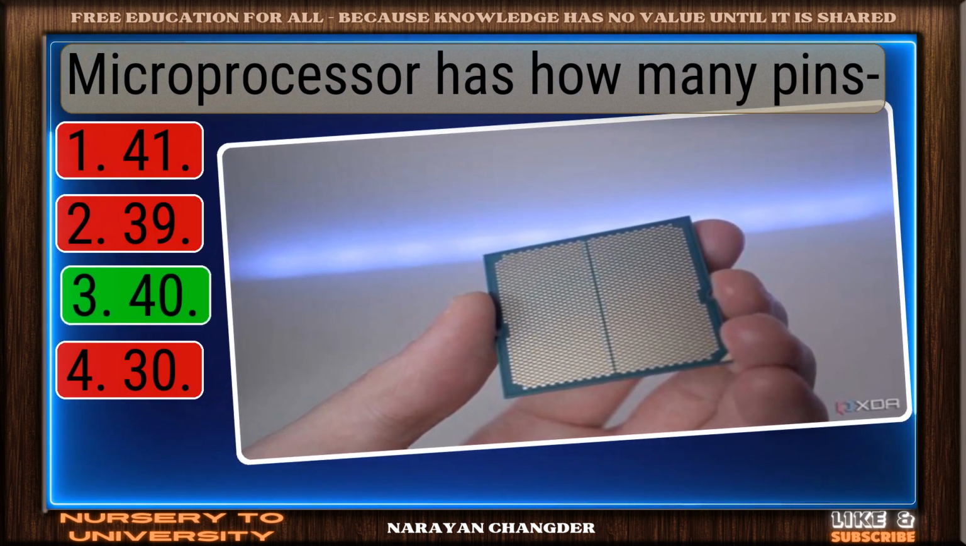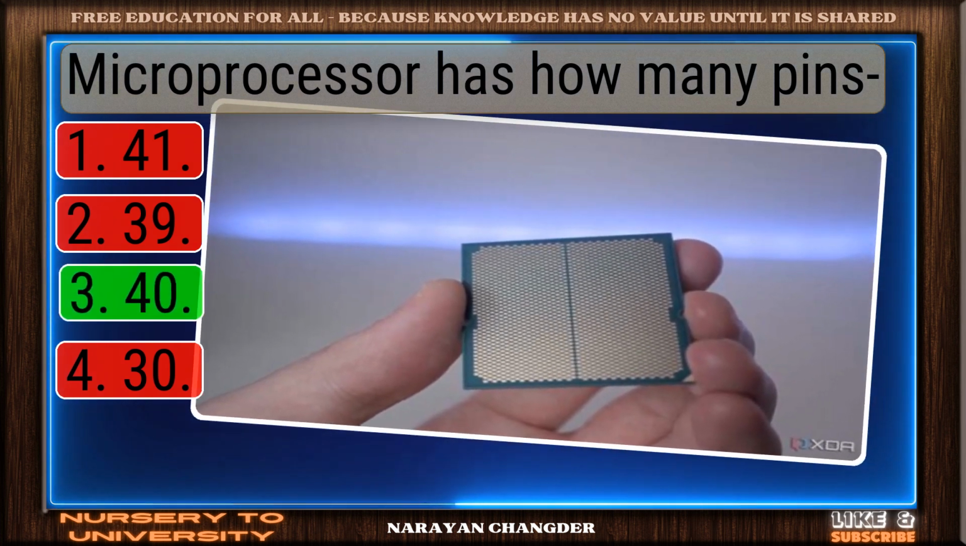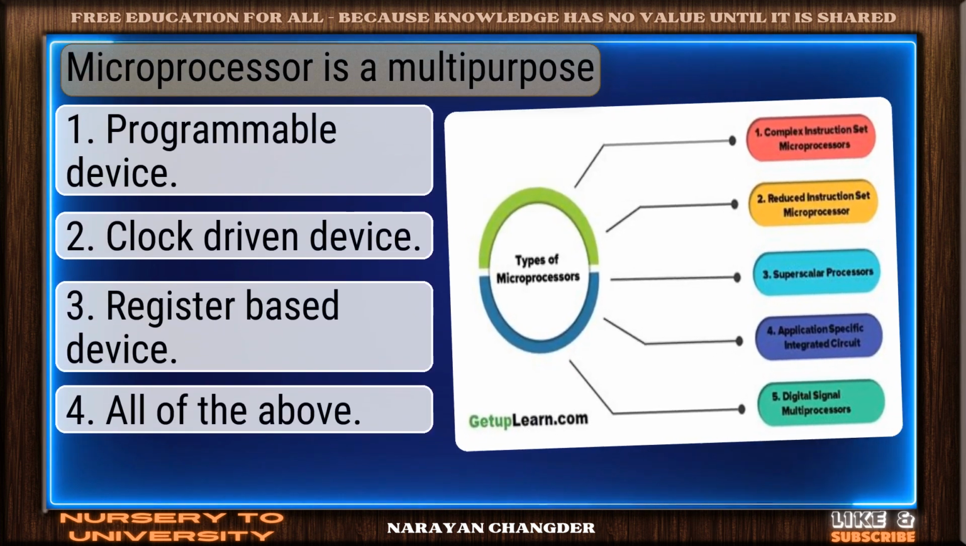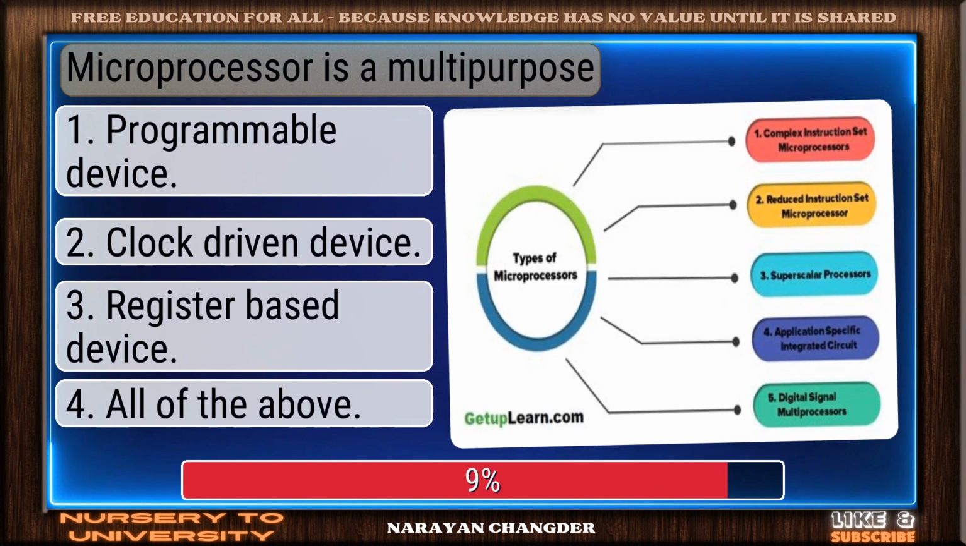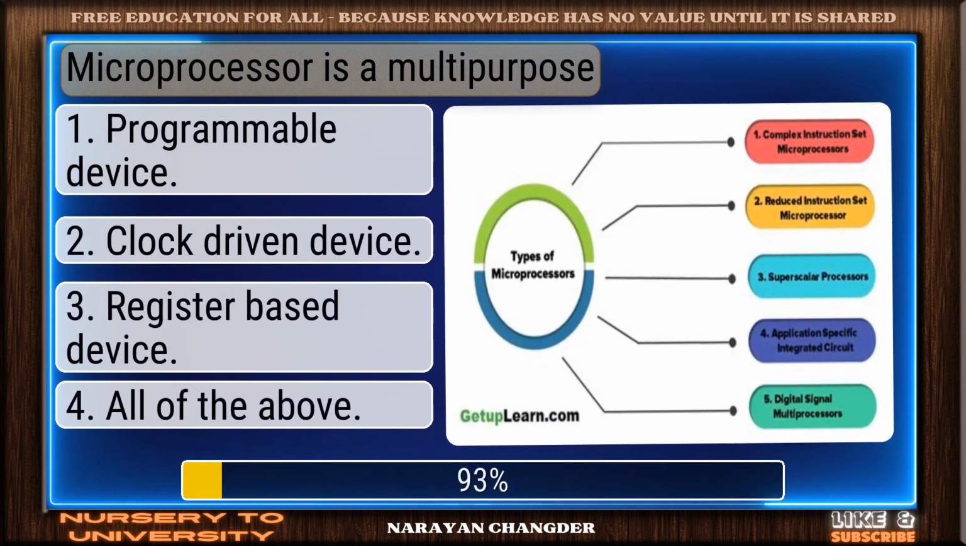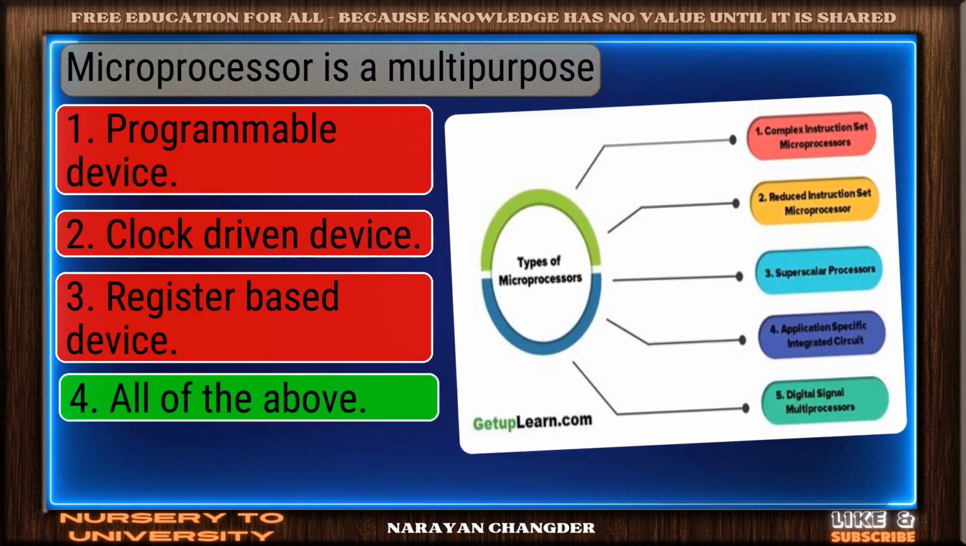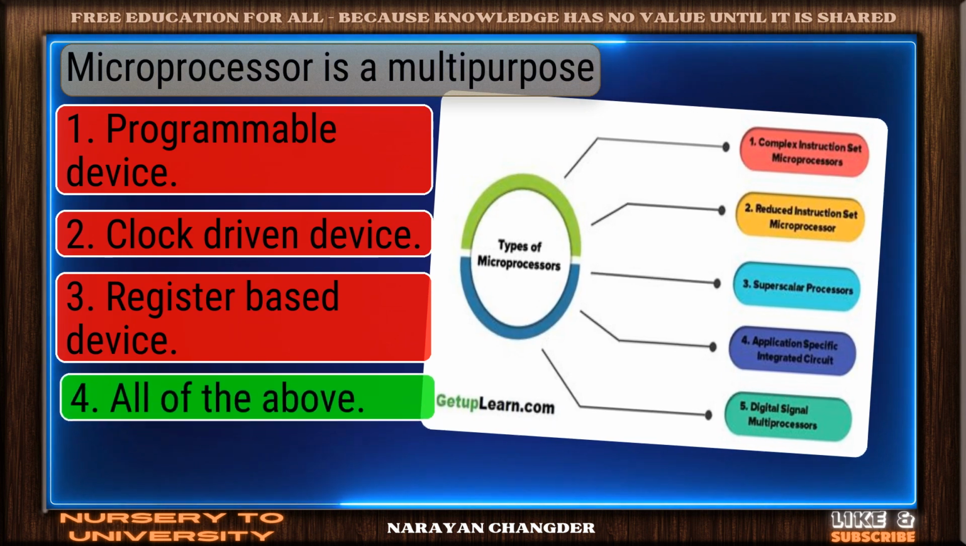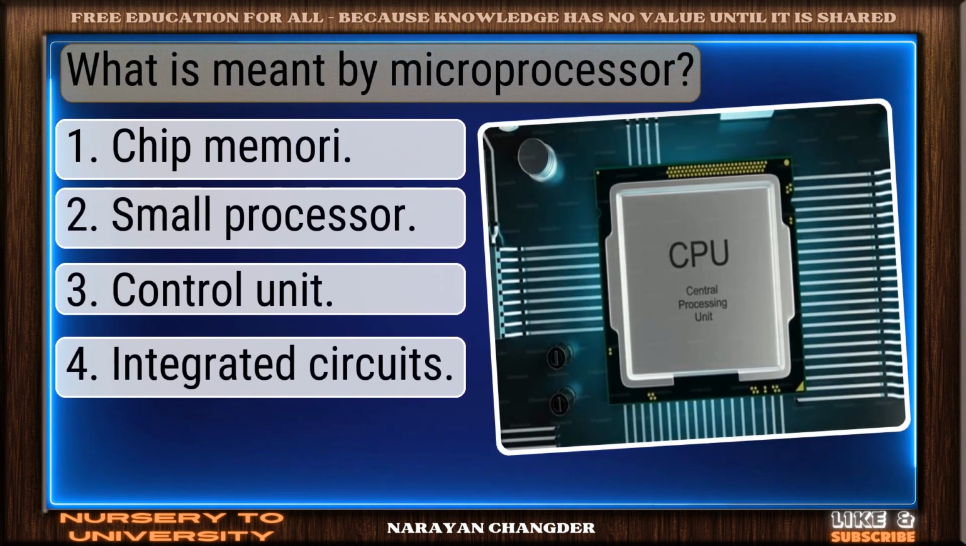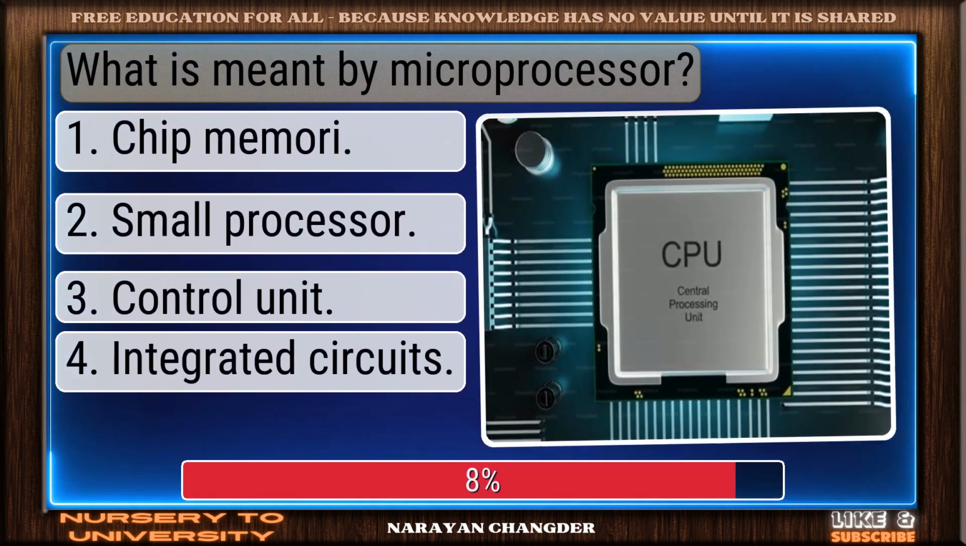Well picked. 40 is the correct answer. Question number 61. Microprocessor is a multi-purpose? You're right. All of the above is the correct answer. Question number 62. What is meant by microprocessor?